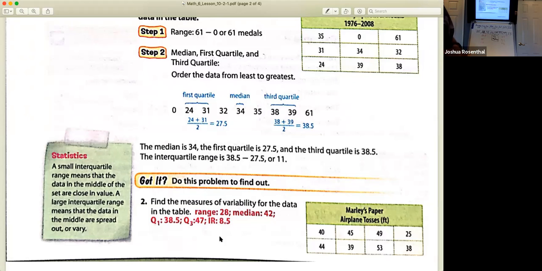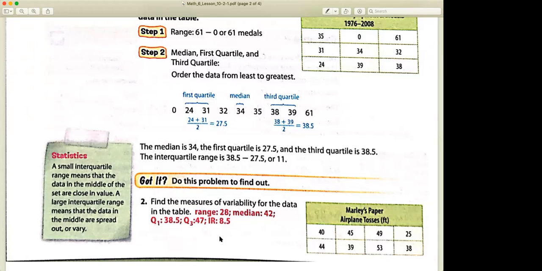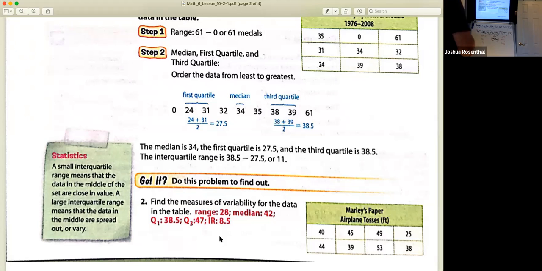Okay. That was the first problem we did. There was an odd amount, right? There were nine different Olympic years that we did. Right? Yeah. Oh, I see that. Okay. Thank you. So now Q1 is 38.5. Q3 is 47. IQR means you just subtract them, okay? So you have 8.5.